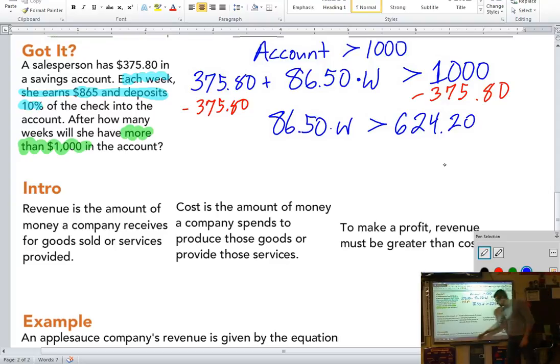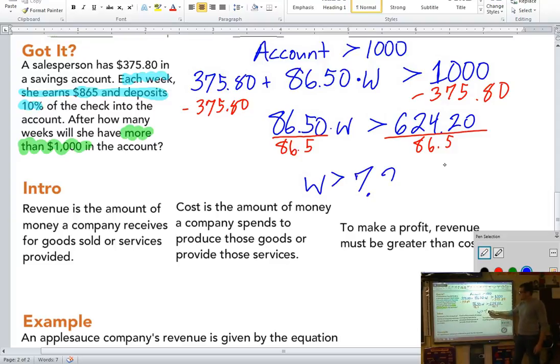And you divide it, and then you get W equals about 7.2 weeks. Hold on. So our real answer is W is greater than 7.2. So then, when we talk about it in actual terms, yeah, 8 weeks. After 8 weeks, she will have more than $1,000. So it could be 8, or 9, or 10, or 40, or 700.